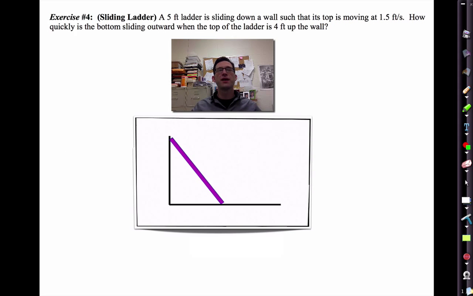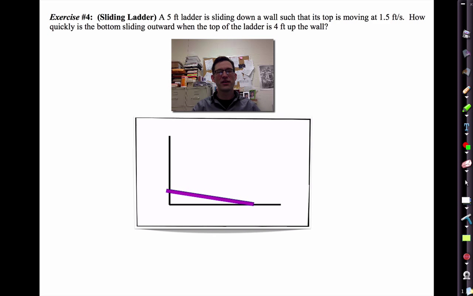Let's tackle the last problem. This is one of my favorites. We've got a sliding ladder. A 5-foot long ladder is sliding down a wall such that its top is moving at 1.5 feet per second. How quickly is the bottom sliding outward when the top of the ladder is 4 feet up the wall? So I made a little video. All right, take a look.